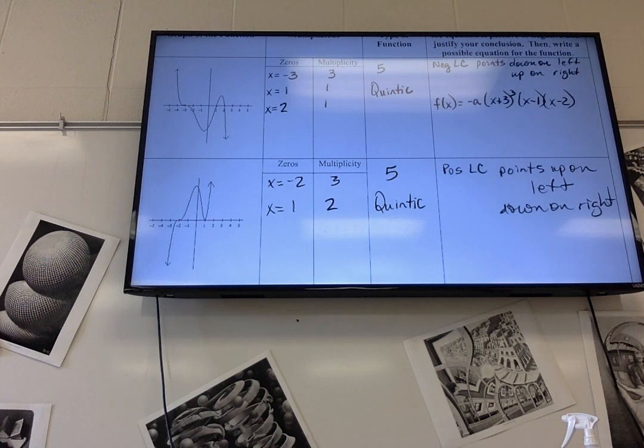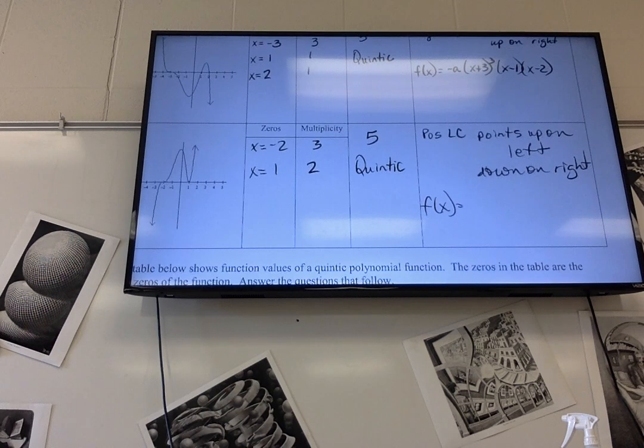Okay, so Zella, give me an equation that would work here. A, and then (x plus 2) cubed and then (x minus 1) squared. Very good.